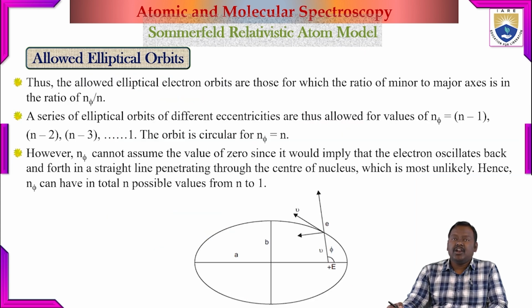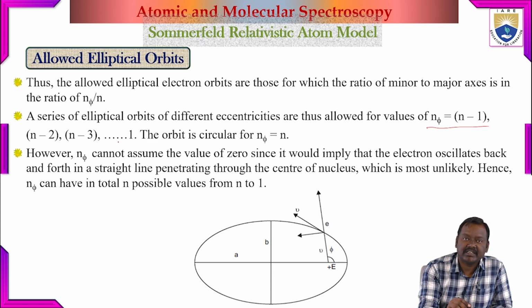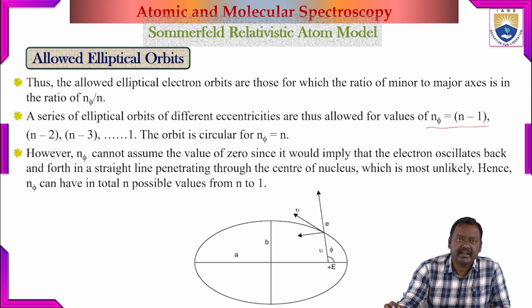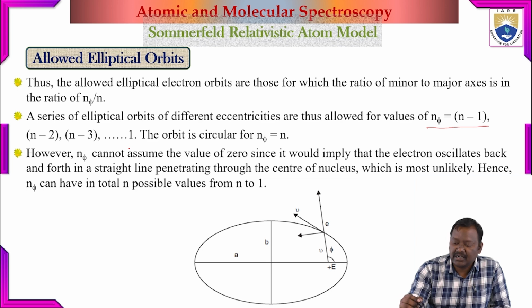So that means allowed elliptical orbits are those for which the ratio of minor to major axis is in the ratio of n_φ/n. A series of elliptical orbits of different eccentricities are thus allowed for values of n_φ from n − 1, n − 2, n − 3, etc., up to 1. And we can include n also; n_φ can be equal to n, the principal quantum number, at which time the value of n_r is equal to 0.